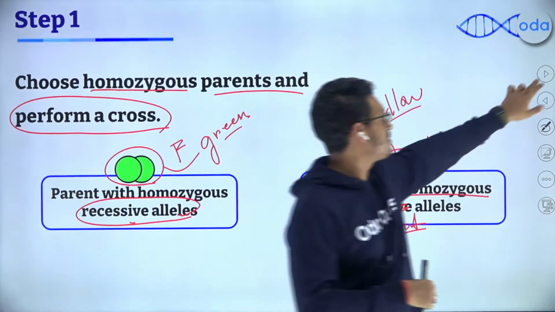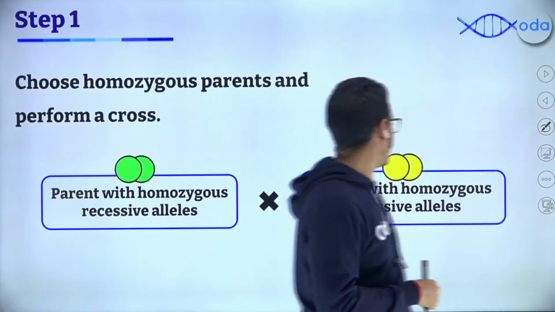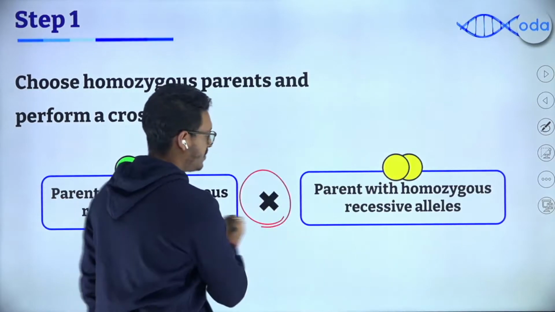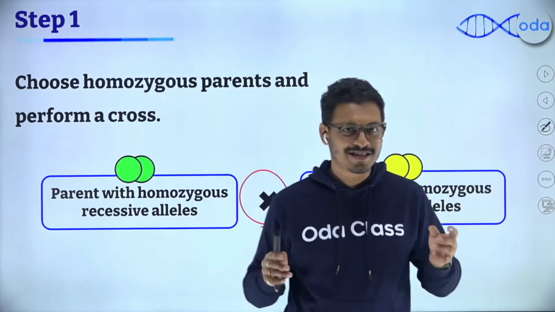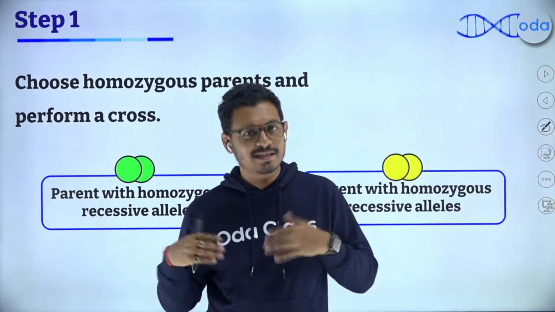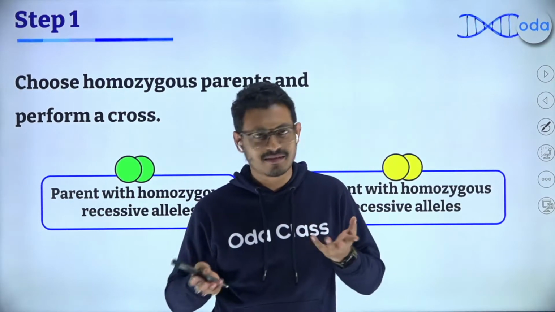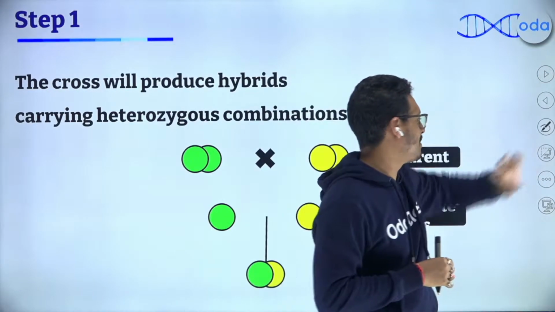Now moving forward, once we perform the cross, let's just go ahead. So we are going to perform a cross. Now I know it sounds very interesting, performing a cross. Basically, they are just going to copulate and give birth to babies. And only their gametes will combine.